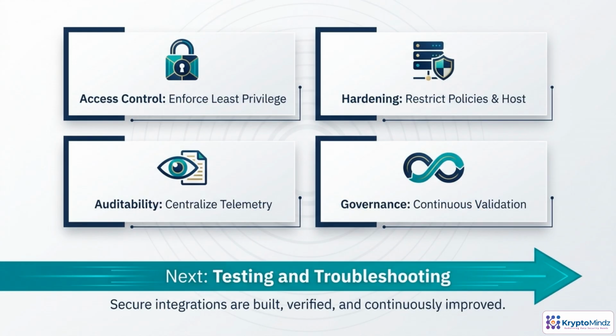For Luna HSM integrations, focus on 4 habits. Control who can do what, with strict least privilege and clear role separation. Harden clients, hosts, and key policies. Centralize and protect audit logs. Next, we'll test these controls and troubleshoot issues, turning designs into proven, resilient security.